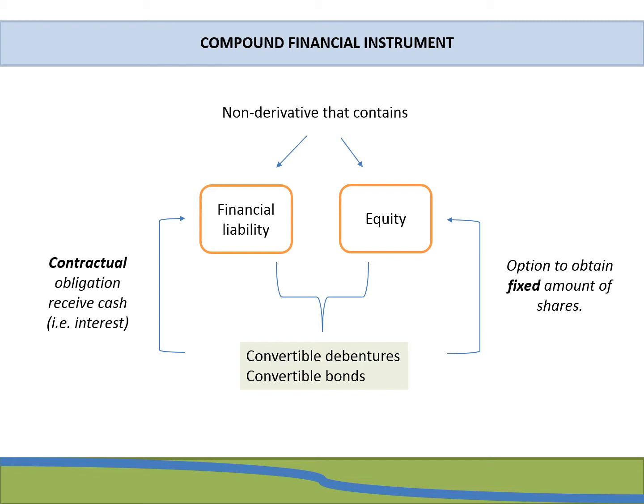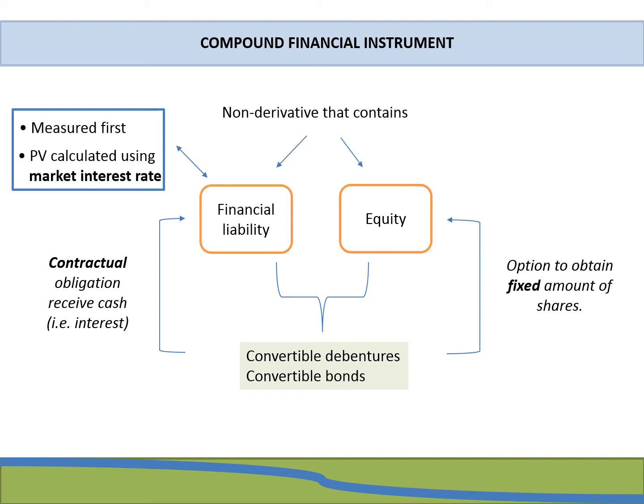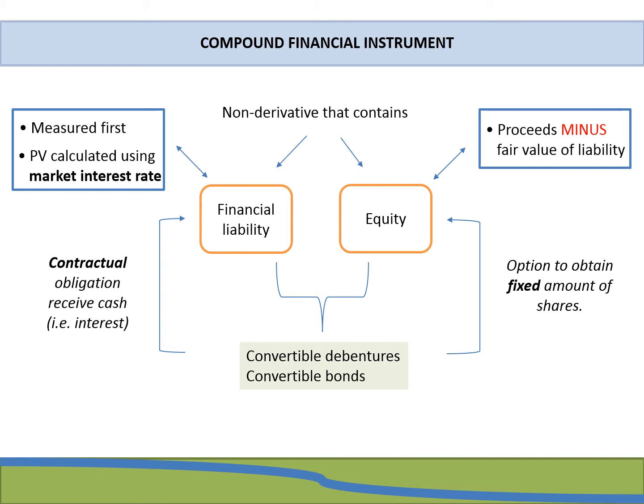Now you might be asking, but how do we account for a compound financial instrument? So you always start with a financial liability. The PV of the financial liability must be calculated using the market-related interest rate of similar instruments that are not convertible. Once you have this, you can calculate the equity portion, which will be the total proceeds that were obtained when the convertible debenture or bond was issued, minus the fair value of the liability that was calculated when we calculated the PV.